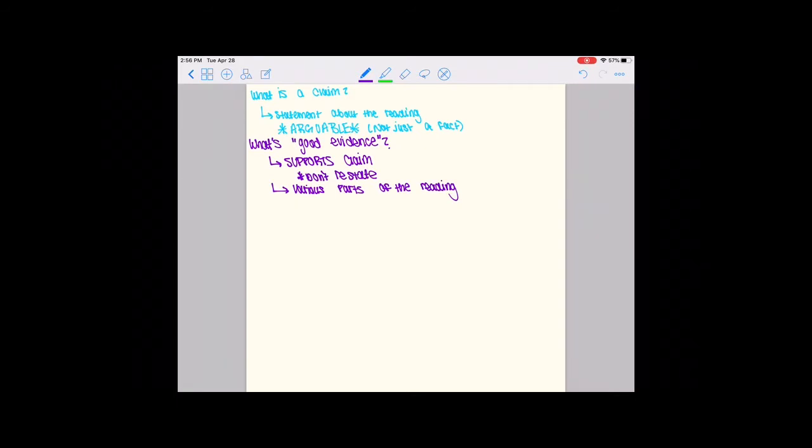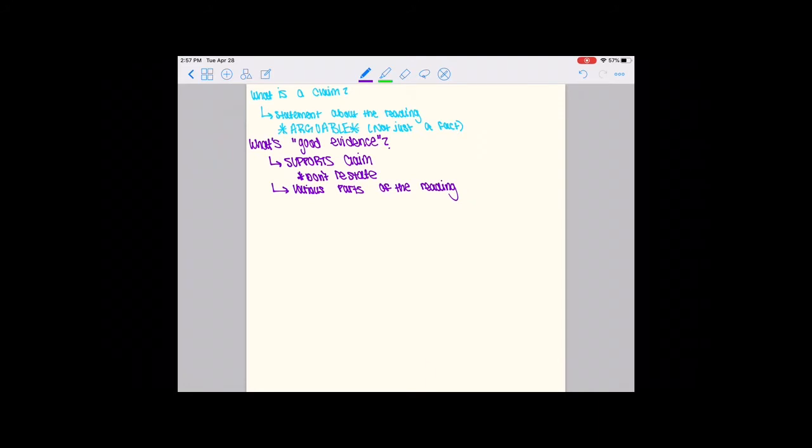Next, we're going to be talking about what's good evidence. So, good evidence is pieces from the reading that support your claim, because our claim needs evidence in order to essentially state your argument. But remember when I said that our claim isn't just facts from the article and that we shouldn't just be restating our evidence? Well, the same thing goes for our evidence. Our evidence shouldn't just be restating our claim. It should be pieces from the text that help enhance our argument and help the reader of our argument understand where we're coming from.